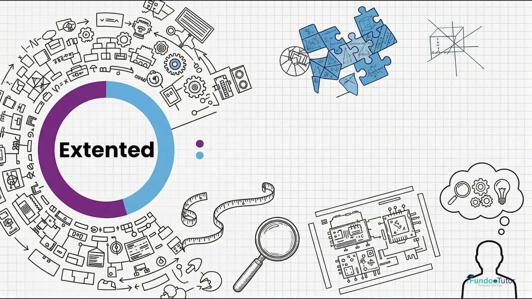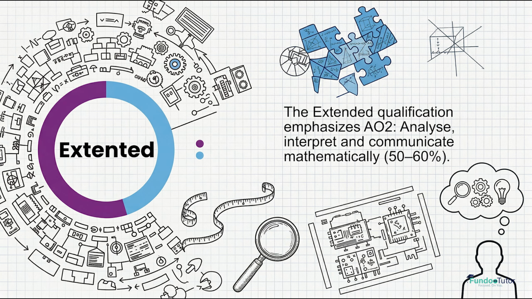But check this out. For the extended qualification, the whole thing flips. Now the majority of your marks, we're talking up to 60%, come from AO2, using your math skills. The extended course is designed to push you, to make you apply what you know to solve much more complex and unfamiliar problems. This is exactly the kind of thinking you'll need for A-levels and beyond.